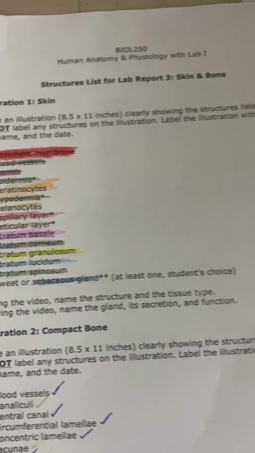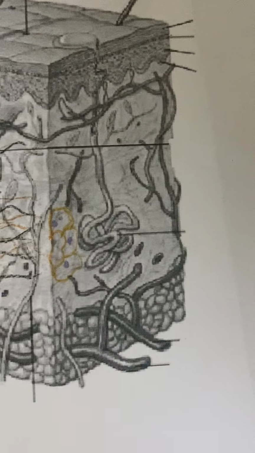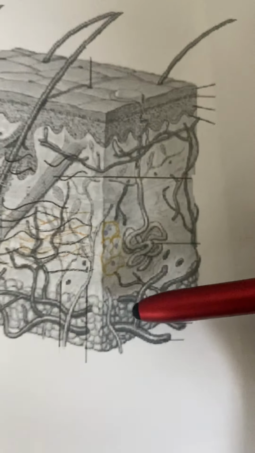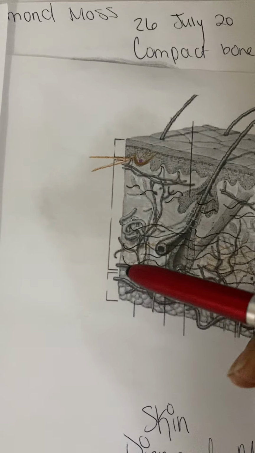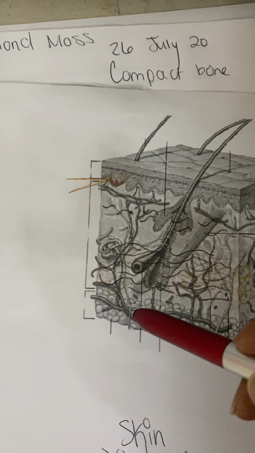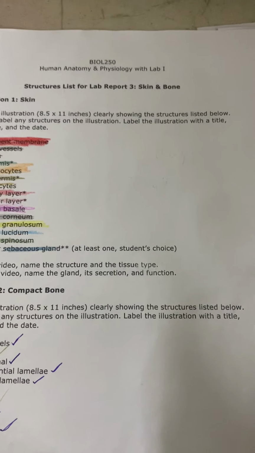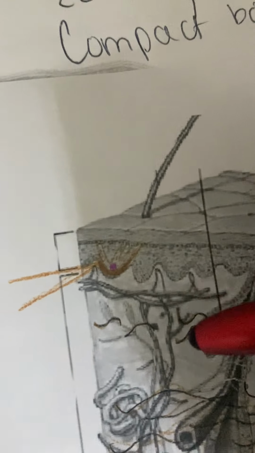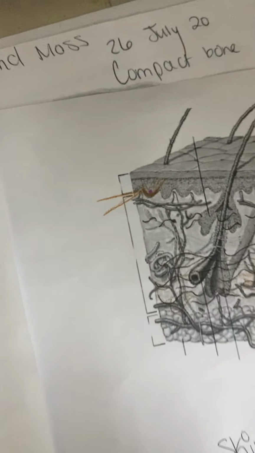And then the next one is the keratinocytes, which is the cells in the epidermis layer. I have to draw those because those were not in the diagram. The next one is the hypodermis, and I have to state the tissue type. This is your hypodermis, and it is areolar connective tissue. The next one is melanocyte, which I showed you earlier. I had to draw that. There's my melanocyte with the melanin inside of it and the nucleus.